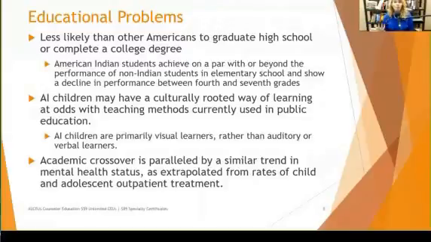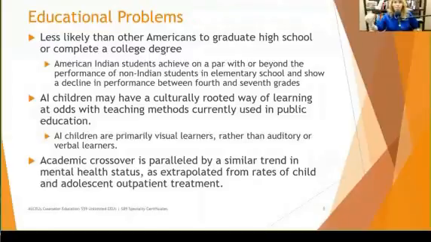These children may have culturally rooted ways of learning which are at odds with teaching methods currently used in public education, because they typically are visual learners, and a lot of what we do in public education and private education is lecture. So working with these students to help them figure out, okay, how can I make this learning environment work for me, and working with the schools to advocate for them can be really helpful in hopefully preventing some of this decline. Because when we see this academic decline, we also see a corresponding decline in mental health.